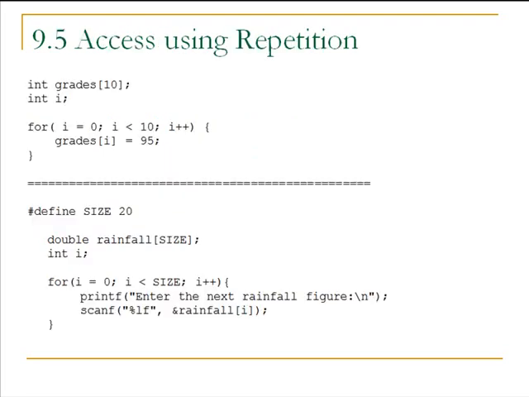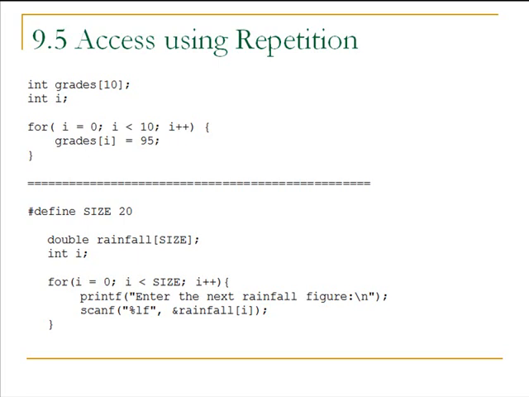Okay, let's look at a code snippet now where we would access the elements of an array using repetition. If we declared an array and we said, well, now we have to say grade sub 0 gets something and grade sub 1 gets something, we wouldn't have gained all that much. And we can use a loop to access all of the elements of the array one at a time.